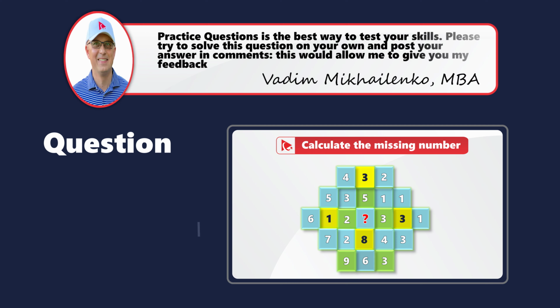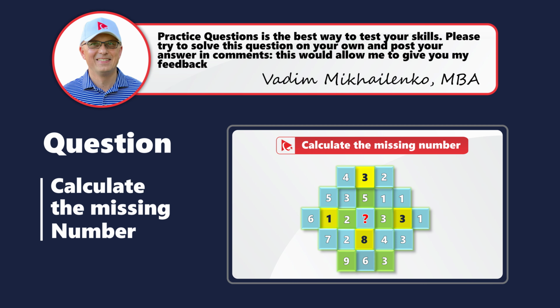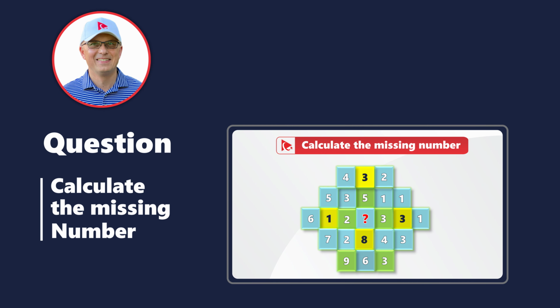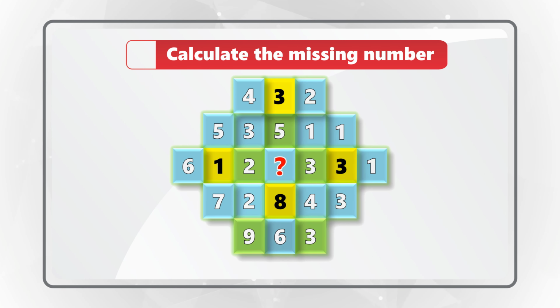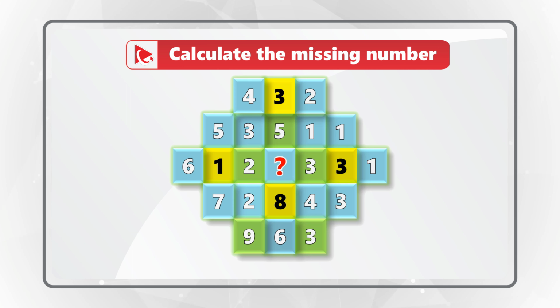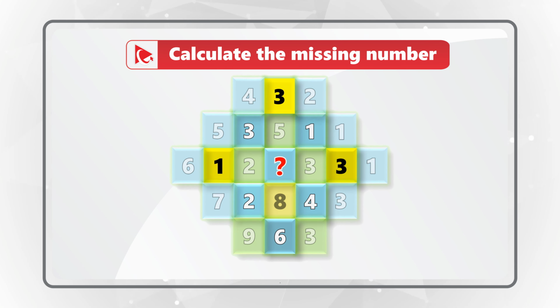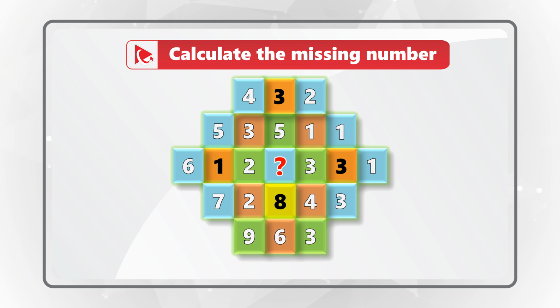And here's the practice question for you. In the practice question, I am not going to reveal the answer, but instead I am going to ask you to solve the question on your own and post your answer in comments. You're presented with an unusual shape. The shape is constructed from rectangle boxes. Each rectangle box has a number inside. You need to calculate the missing number, which is represented by the question mark in the middle.